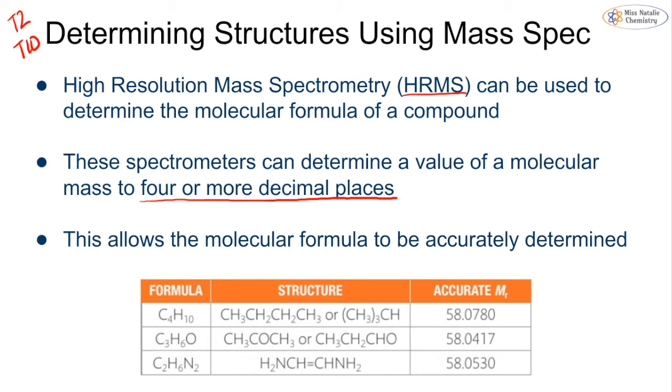Because what you might find, if we don't use it very accurately, is that we can end up with compounds with the same molecular mass, and then we can't tell them apart unless we use something like infrared or NMR, which we will look at in the second half of this topic. So for example, if you have C4H10, C3H6O, and C2H6N2, if we were just to calculate each of those using our basic atomic masses, we would get an MR of 58. So we wouldn't be able to tell these apart. However, if we do it to 4 or more decimal places, we can actually see that there is a difference in the MR of these molecules, and then we can tell them apart.